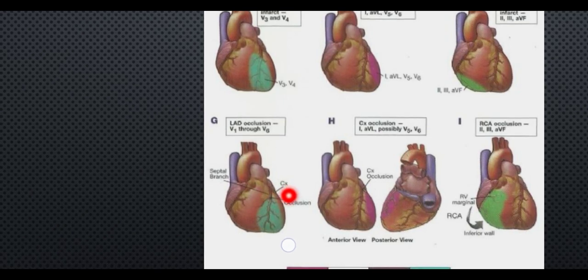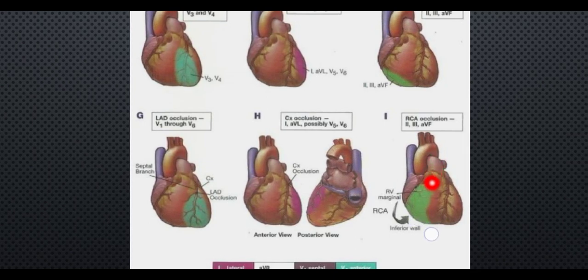Now, this I said is the Widowmaker, and if it is blocked, the changes are seen from lead V1 to V6. If the left circumflex is blocked, then the changes are seen in 1, AVL, and the lateral part, which is seen in leads V5 and V6. If the right coronary artery is blocked, the damage is here, and the changes are manifest in leads 2, 3, and AVF. An interesting correlate of where various vessels are blocked and where changes in the ECG are manifest.